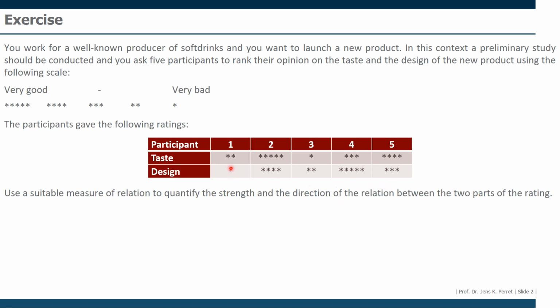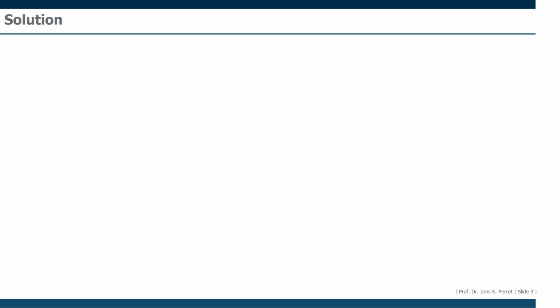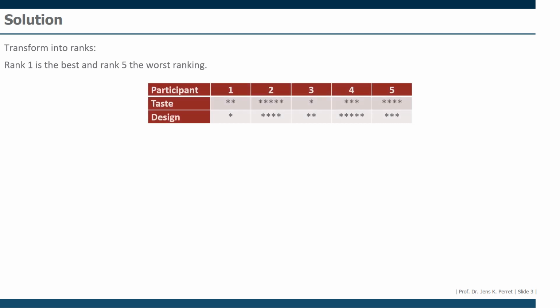Well, first off, we need to translate the rankings into numbers. That's actually the first step I'm going to do. I'm going to transform the data I have into ranks, whereas rank 1 is the best and rank 5 the worst ranking possible, or rating. So I'm going to copy my original data set.